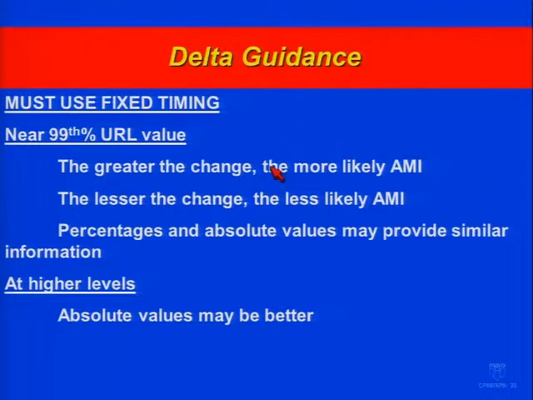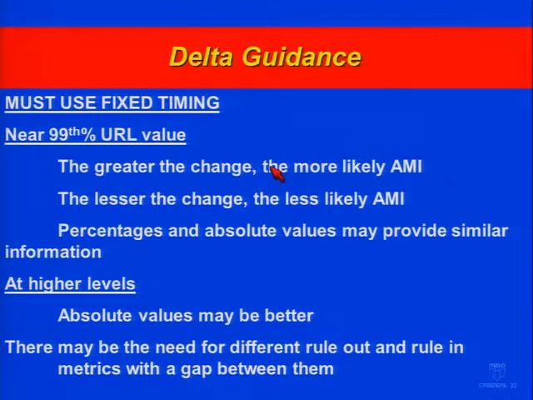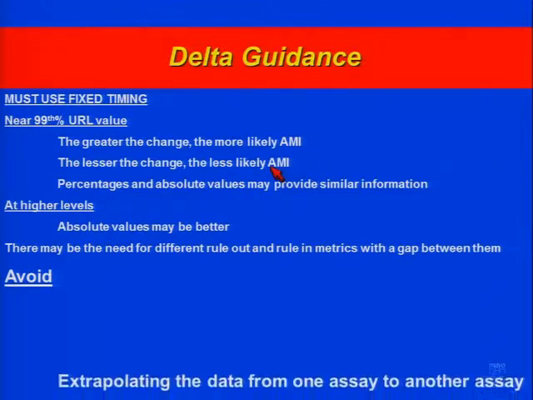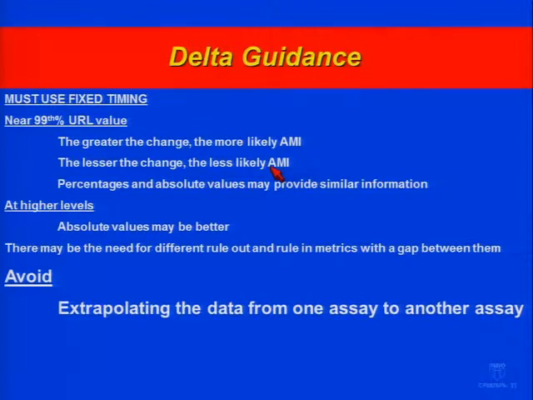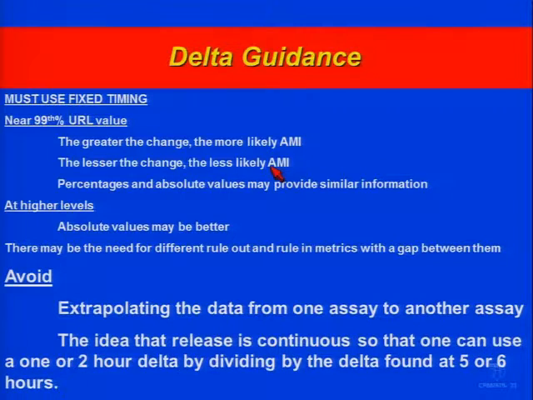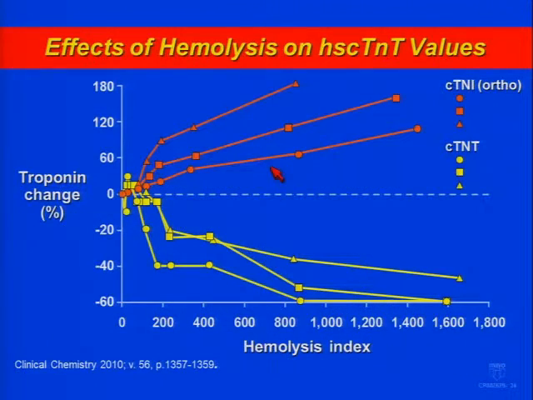At higher levels, absolute values may be better. And there may be the need for different rule-out and rule-in metrics. Time will tell. You can't use the data from one assay for another. And the release is continuous, and you can use 1 or 2 hour deltas. Dividing the delta out to 6 hours, I think, is not in keeping with good practice.